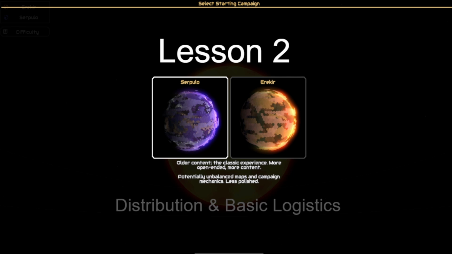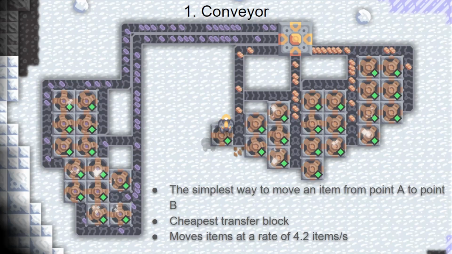Today's lesson we will be focusing on the methods by which you can move items. First off, the conveyor is the simplest movement block, and is the cheapest way to move items. It accepts inputs from all angles and outputs to one direction. It is the slowest of the conveyor block types at just over 4 items per second.